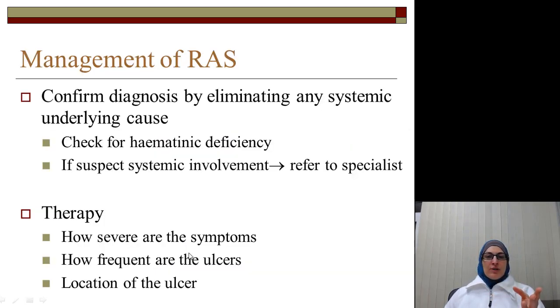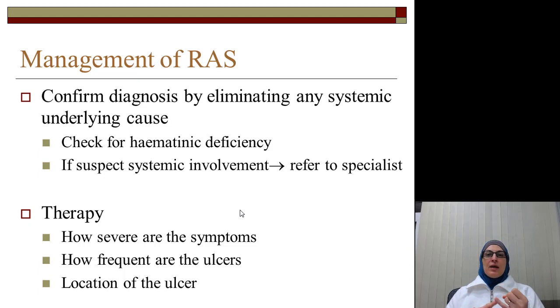So how can we manage the RAS ulcers? First, we need to confirm the diagnosis. We need to be sure that we are dealing with RAS, which means there is no underlying systemic condition, no GI involvement, no skin or mucocutaneous lesions. So we confirm this by doing proper history taking and by doing examination. And for a patient with recurrent oral ulcers, I always tend to do CBC, complete blood count, and not just this.